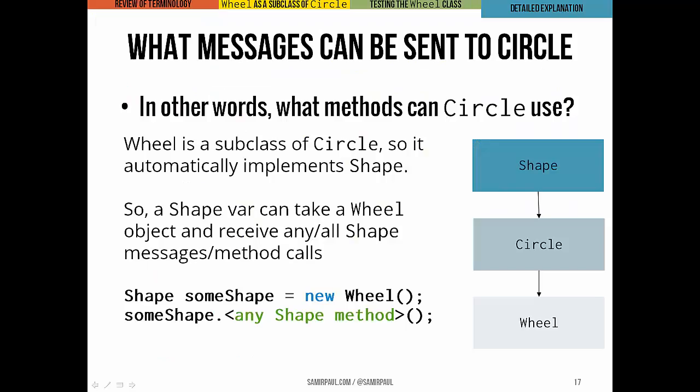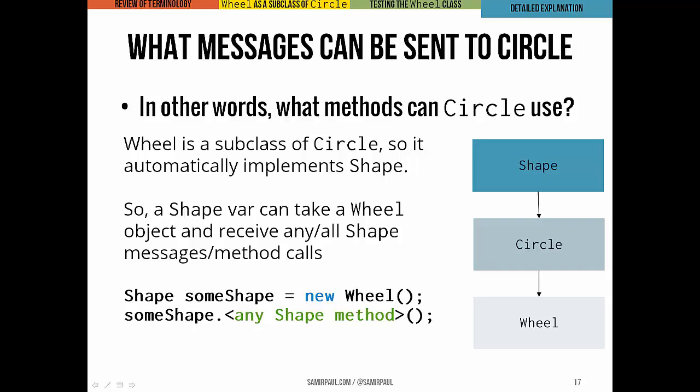Okay, now because wheel is a subclass of circle, it automatically implements shape. That's what we said before. So that means we're actually allowed to take a variable of type shape and instantiate it as a new wheel object. And then we can use any shape method that we want. So here's an example of that. We can say Shape someShape = new Wheel. So again, we're pointing a shape variable at a wheel object.